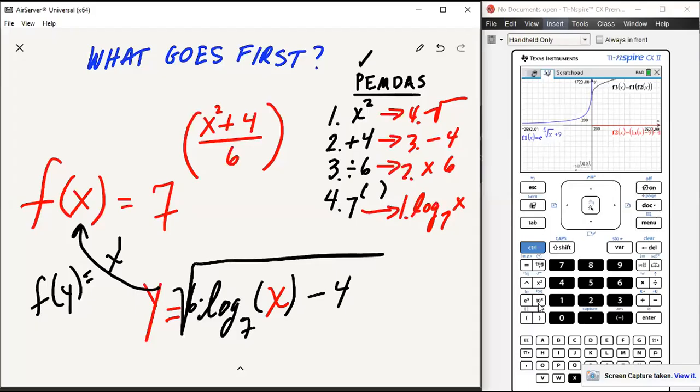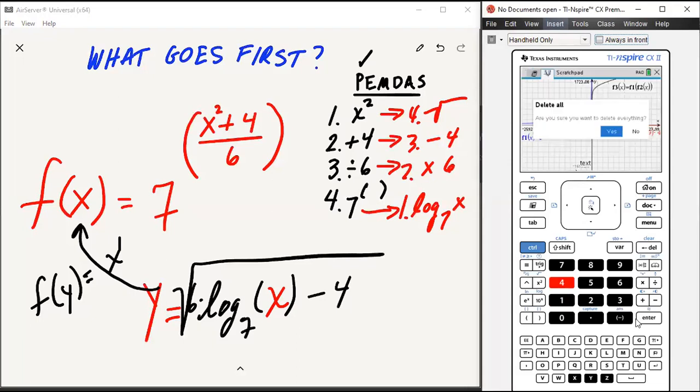Now, I am going to check this by first entering the original function, so it's 7 to the, we are going to have a stack fraction. Up top is going to be x squared plus 4. In the denominator is going to be 6. And then we're going to press enter.